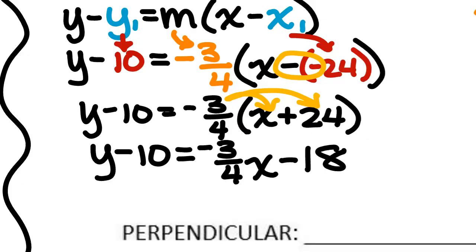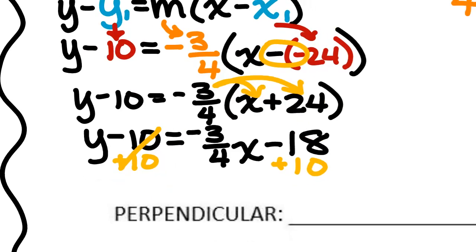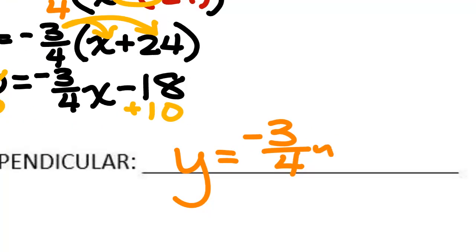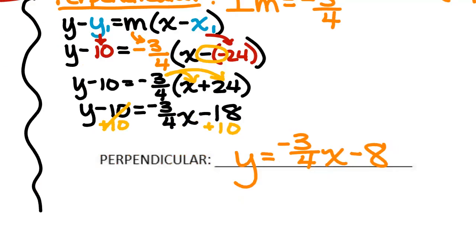All right, we're almost there. This is almost slope-intercept form. What else do I need to do? Add 10 to both sides. What's negative 18 plus 10? Negative 8. So y equals negative 3 over 4x minus 8.